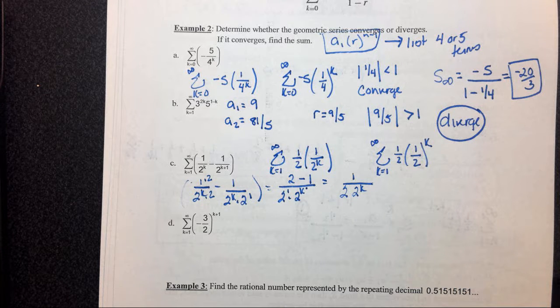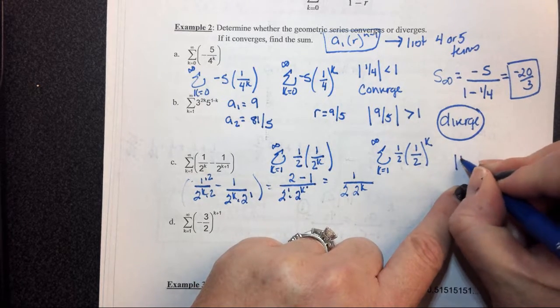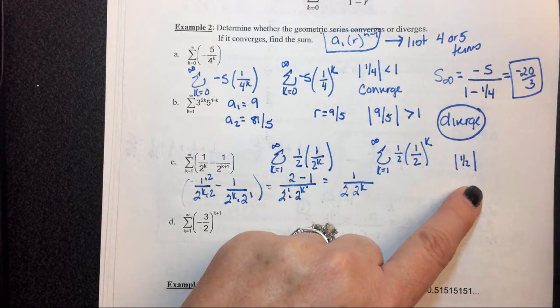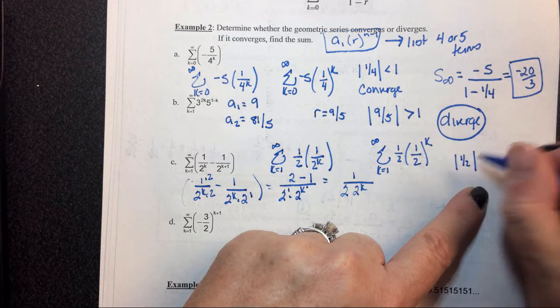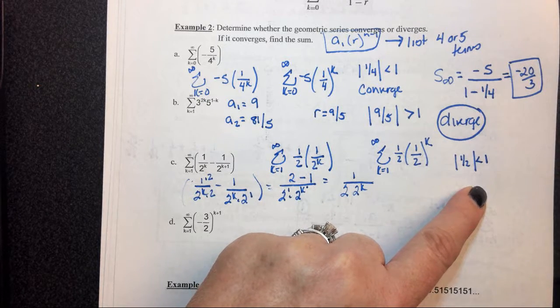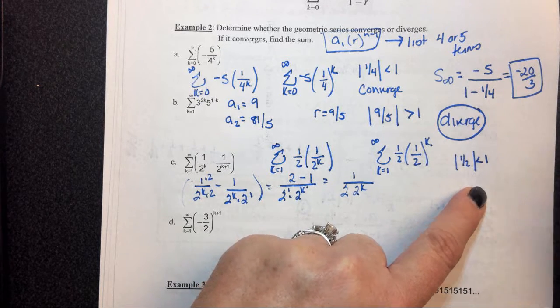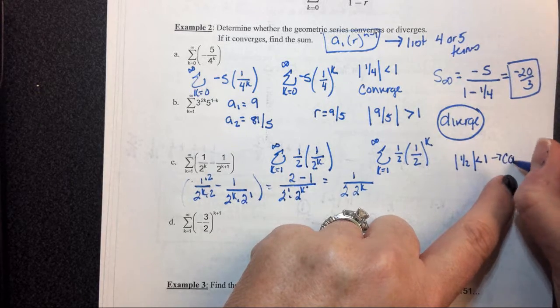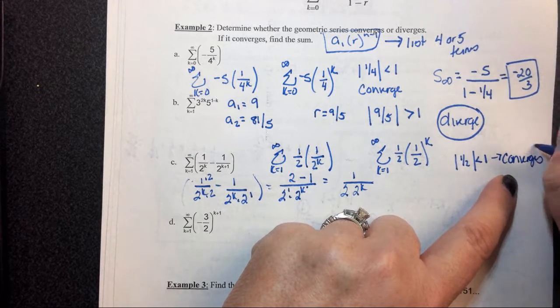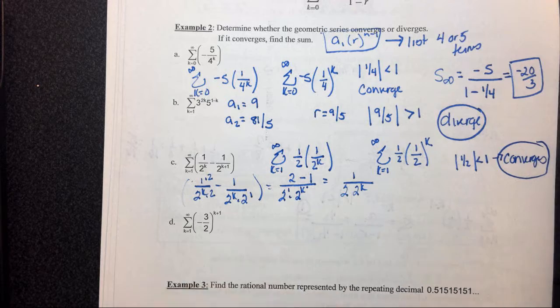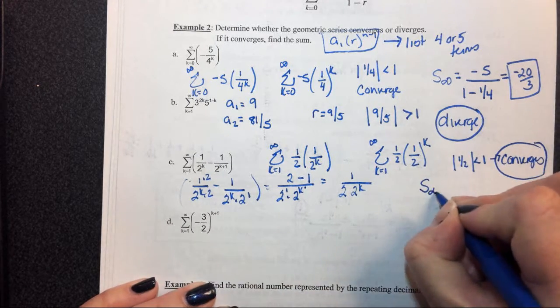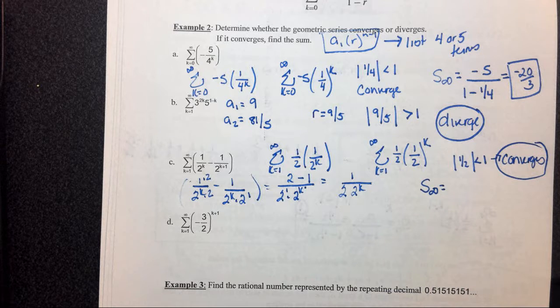What is the common ratio for this particular series? 1/2. So the absolute value of 1/2, is that greater than 1 or less than 1? Less than 1. So is this series going to converge or diverge? Converge. Any questions on why this particular series is going to converge? Now you tell me, find the sum: what is this going to converge to?